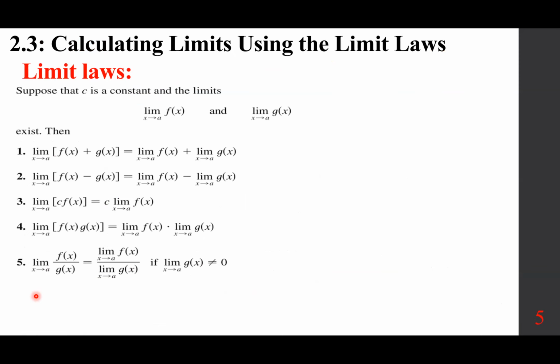All right, using limit laws, if the limit of f of x as x approaches a and the limit of g of x as x approaches a are given, the limit of the sum is the sum of the limits. The limit of the difference is the difference of limits. The limit of a constant times the function, the constant can come out. The limit of the product is the product of the limits. The limit of the ratio or the quotient is the quotient of the limits. Of course, as always, the denominator can't be 0.